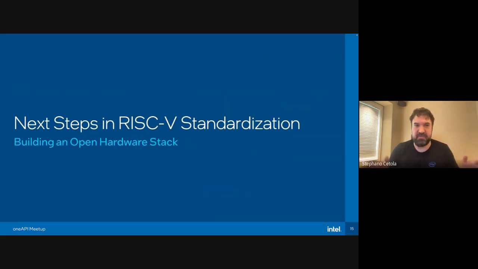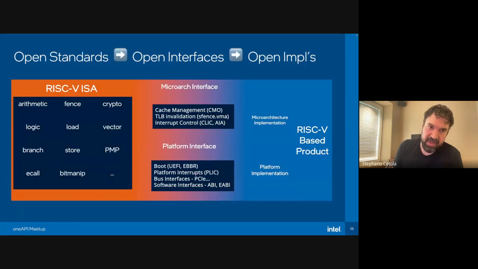So I think I've done a pretty good job here of balancing describing the ISA with how we can move the ISA forward and what the current status is. But the next few slides, I wanted to talk about how we can build on that stack and what that stack looks like from a standardization perspective. So here I've drawn out a brief overview of what this looks like.